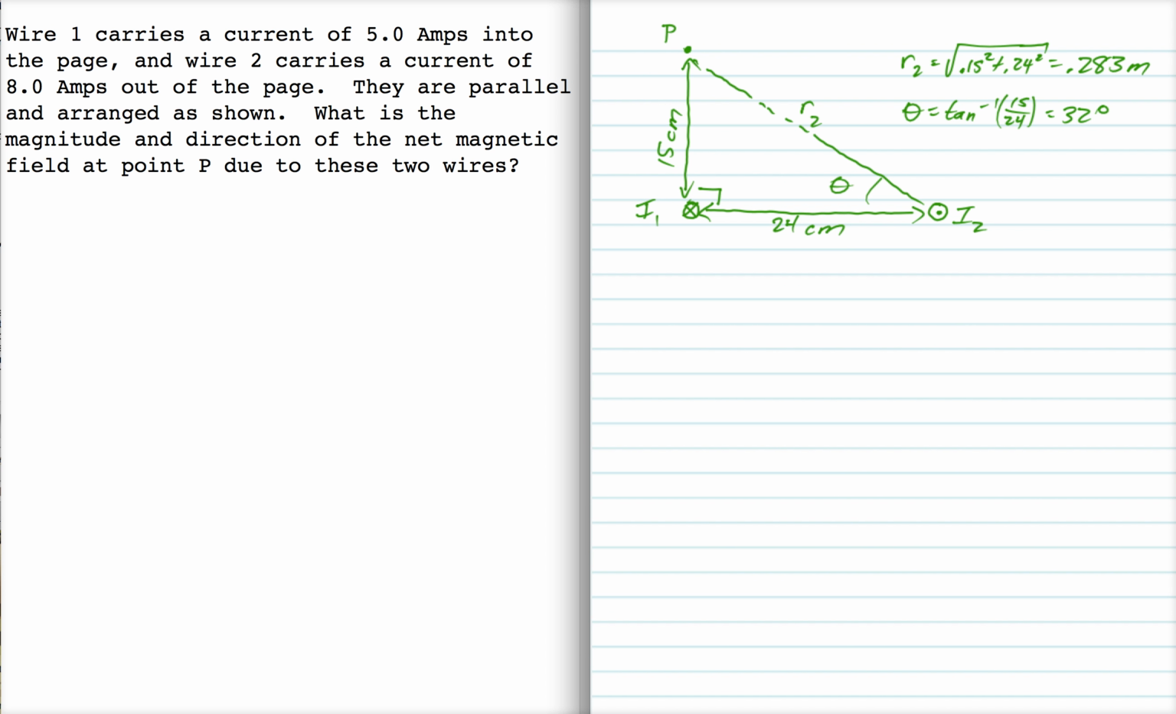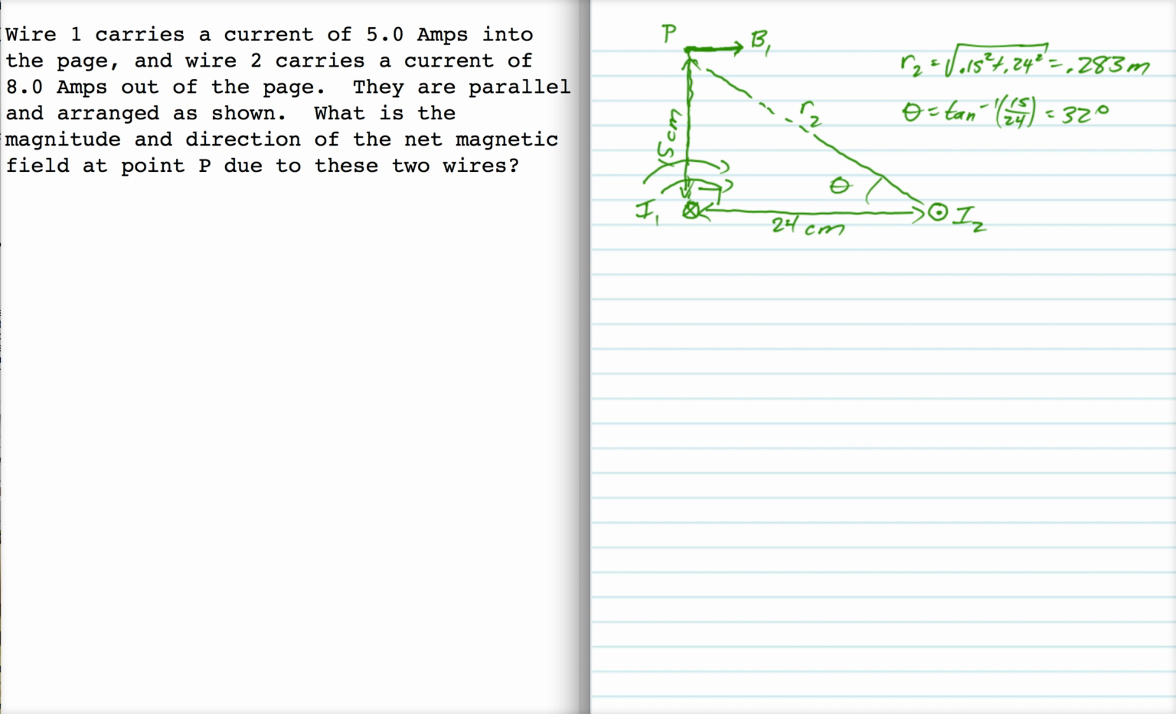Now, the right-hand rule for current I1 tells us that the current is going around I1 like that. And so at this location P, it is going to be perpendicular to the line that connects. Right, it's going to be perpendicular to this line, and it's going to point to the right. So there's B1, points in the positive x direction. So that's easy enough. I2 is going to be a little trickier.